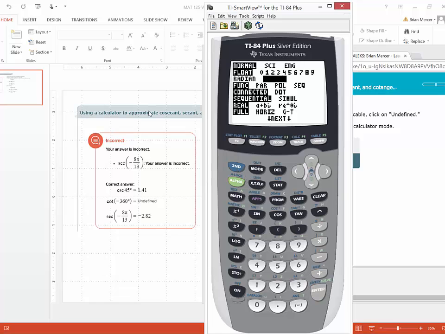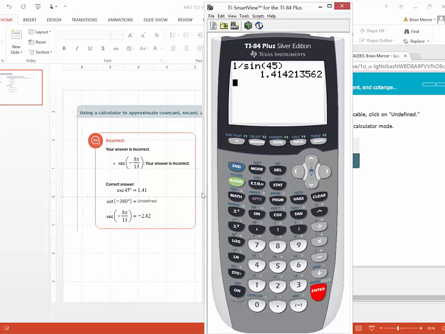And now when you press second and mode, that is the home screen, I'm back at my home screen for calculations. And I'll quickly do cosecant of 45. That is 1 divided by the sine of 45 degrees. And you close the parenthesis there. So 1 divided by sine of 45. There's our 1.41.